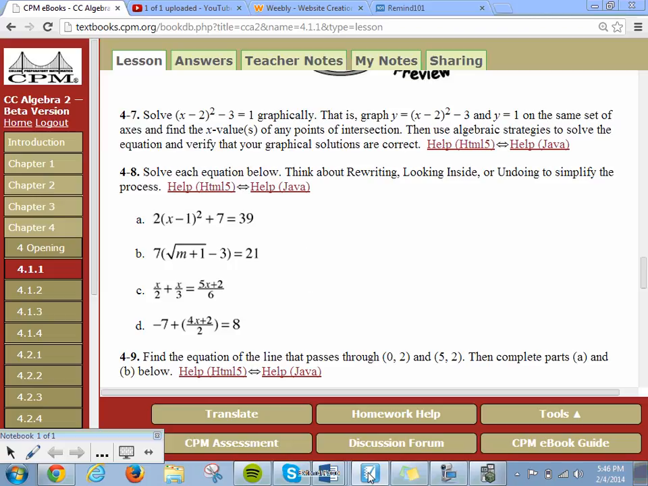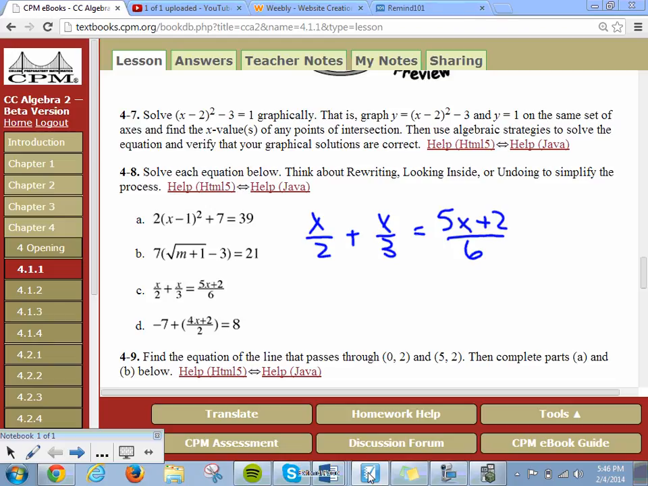We'll do at least one more. So one you might have a question about is maybe C. So let's go ahead and try C. This is a problem with common denominators. And so we have x over 2 plus x over 3 is equal to 5x plus 2 over 6.